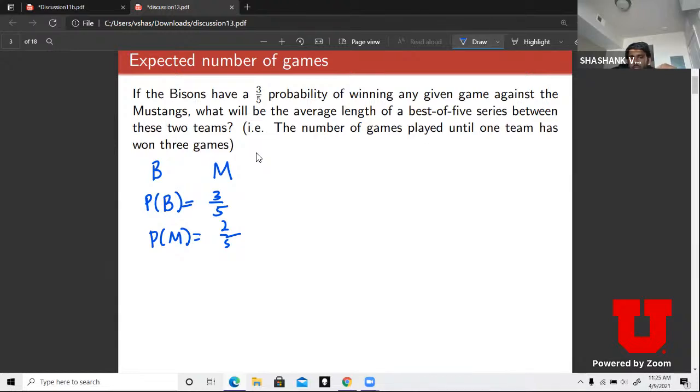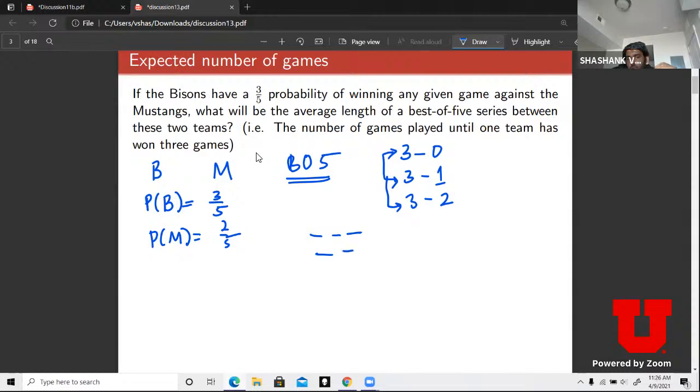All right. Now again, we have the question stating average length of best of 5 series between these two teams. So what do we know about best of 5 series? You can win with 3 and 0, you can win with 3 and 1, you can win with 3 and 2. The condition is that if a team has won 3 games, then it has won the series. So it can win 3 games at the start, the first 3 games, or it can lose 1 game in the first 3 games and win the last one, or it can lose 2 games in the first 3 games and win the last 2.